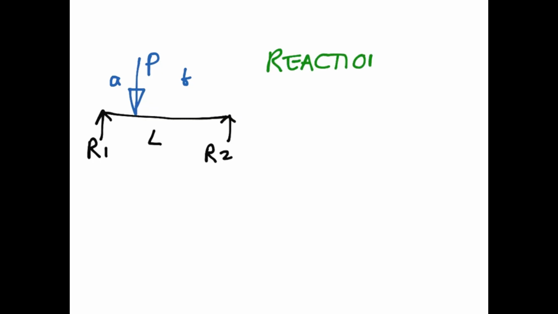So we're going to have the beam again with a span L. We're going to apply a point load this time of P. It's going to be a distance A from support 1 and a distance B from support 2. And we're going to have our reaction R1 and our reaction R2. So the first thing we're going to do is determine the reactions, and this is pretty straightforward.